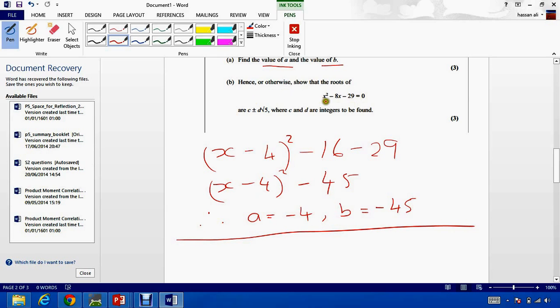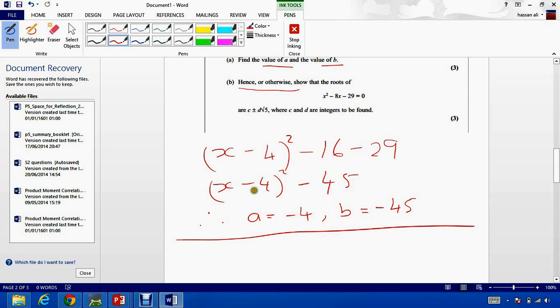Now part B is asking you to work out the roots. So saying, hence I've showed that the roots of this equation here are c plus or minus d root 5. So in other words, you need to make this equation in this format here. Now it says hence or otherwise. So if you see that, obviously it's related to your part A.